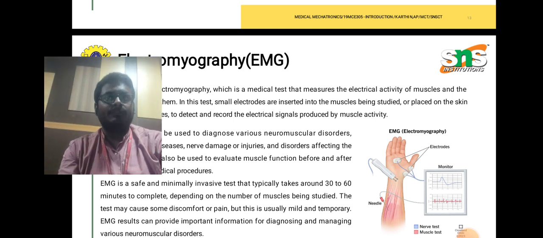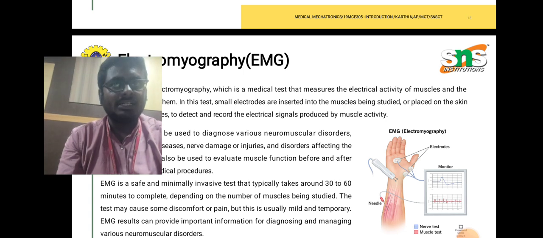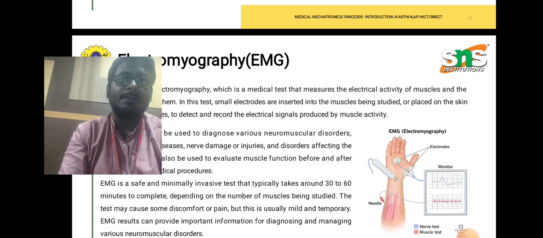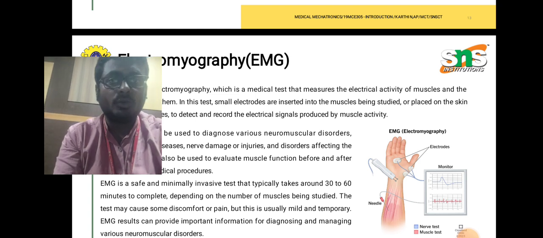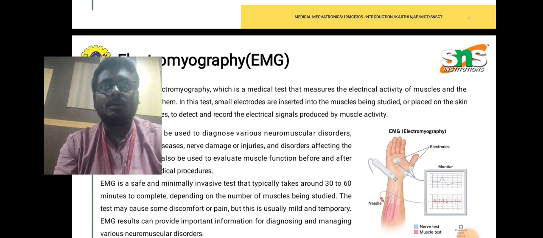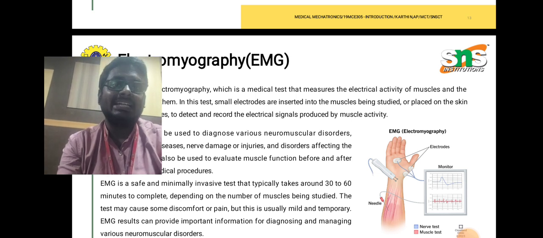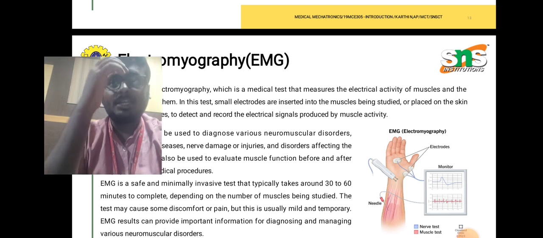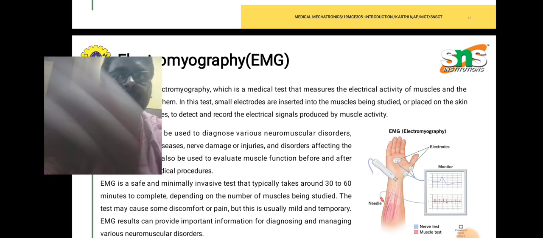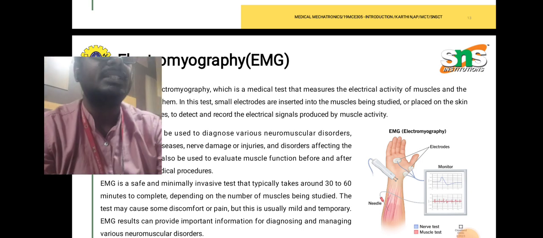EMG is a safe and minimally invasive test that typically takes around 30 to 60 minutes to complete the full-length test, depending on the number of muscles we are going to diagnose. The test may cause some discomfort or pain that is usually mild and temporary. EMG results can provide important information for diagnosing and managing various neuromuscular diseases.